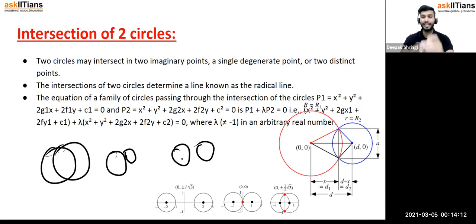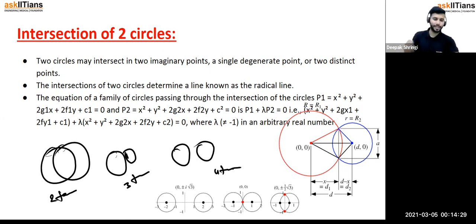And when they are intersecting each other completely, then we have two different points. In fact, what I discussed already is that in this case, you'll get 2 common tangents. Here you get 3 common tangents, right? And here you get 4 common tangents. I already discussed this with you, right, guys?